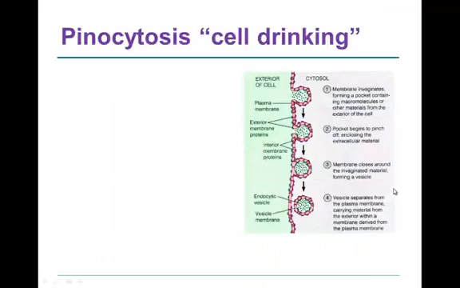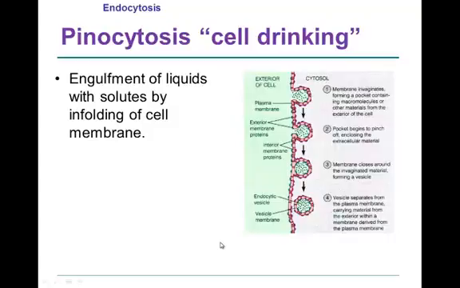A second expression of endocytosis is pinocytosis, and this is known as cell drinking. And really the only reason that we mention it here is because of its great importance in the transport of nutrients from the intestine inside the intestine cells. This is how many of the nutrients in vertebrate animals get into the body, by the process of pinocytosis. So remember, pinocytosis is defined as the engulfment of liquids with solutes by unfolding of the cell membrane. And it too is powered by ATP.